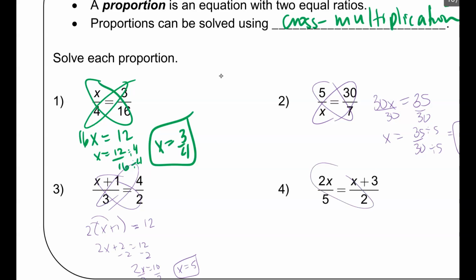And last one. All right, cross multiply. So 2 times 2x is 4x. 5 times x plus 3. You know what? I'm going to write it out nicely the first time. 2 times 2x equals 5 times x plus 3. Okay, multiply it out. So this is 4x equals 5x plus 15. Remember, we're distributing this out. Let's subtract 5x. Negative x equals 15. Divide by negative 1 on both sides. X is negative 15. Cool.